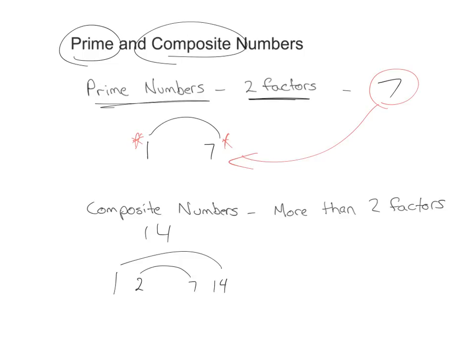And I think you could try 3, and you could try 4, you could try 5, and you could try 6, but I think you would find all of those wouldn't be factors. So 14 is composite because when we look at the factors, there was more than 2. In this case, there was 4 of them.